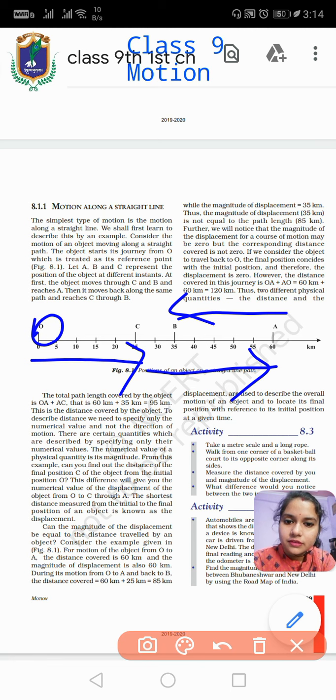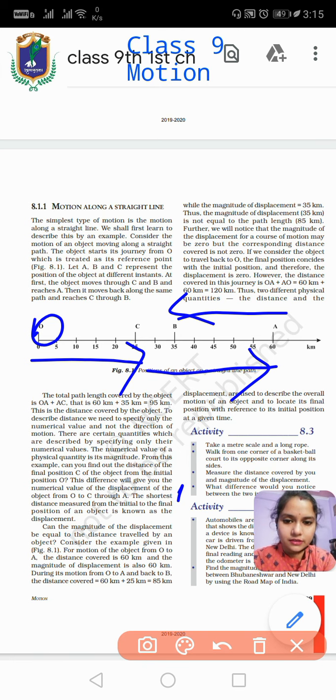Am I right? This is why, because first the car or object is moving from O to A, means 60 km, then returning back, how much? From 60 to 35 km, that means 25 km. And what will be the total distance? Distance will be 60 plus 25 km, that means 85 km. This is the total distance.